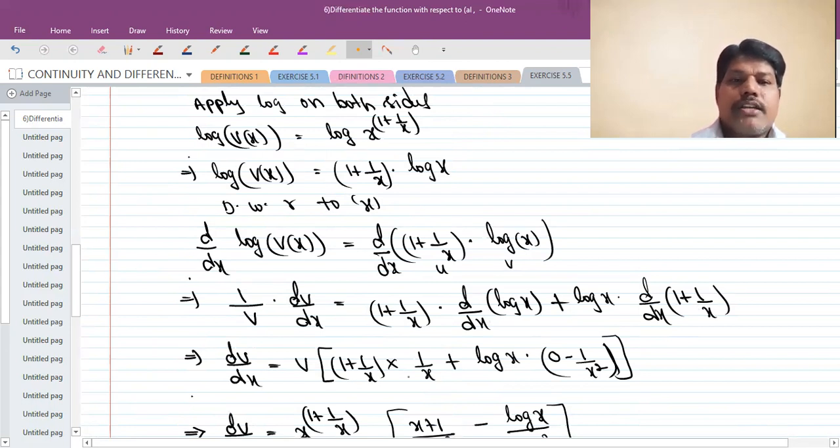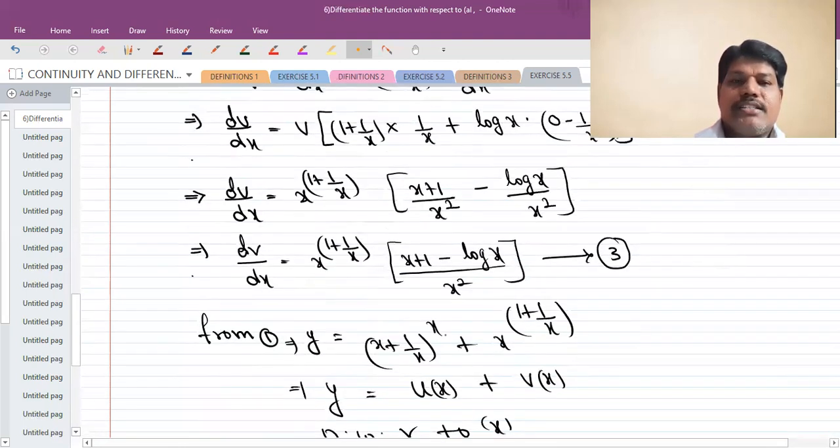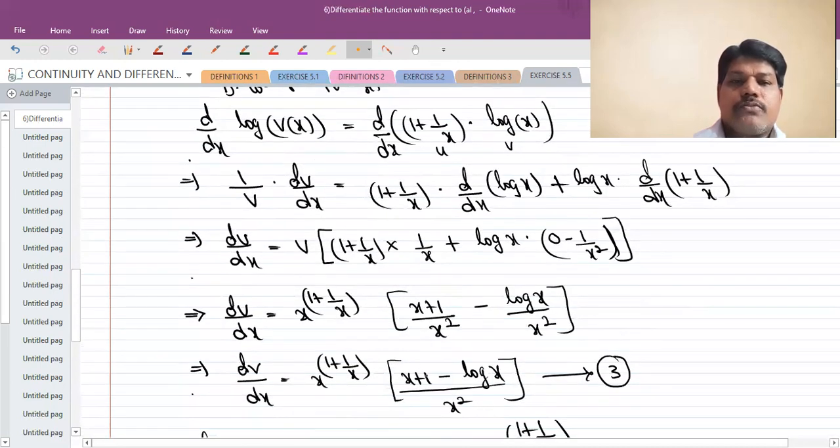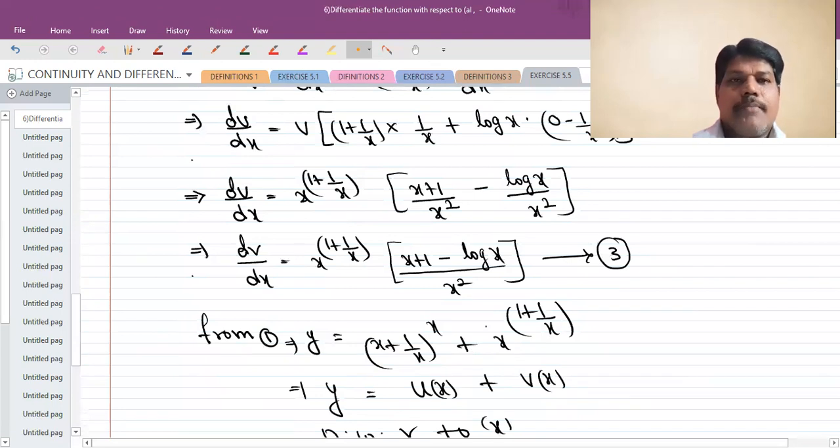So the derivative of log x is 1 by x, students. Here, the derivative of 1 plus 1 by x: the derivative of 1 is 0, and the derivative of 1 by x, I have already given the proof, is minus 1 by x square. Take 1 by x square, that is the LCM. So you will get x plus 1 minus log x by x square. This is equation number 3.